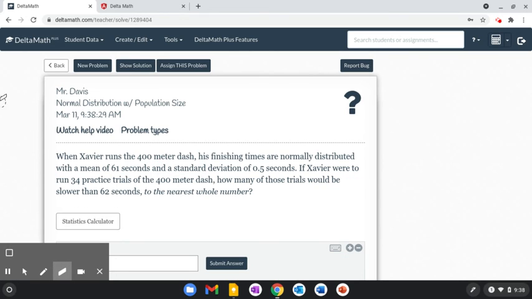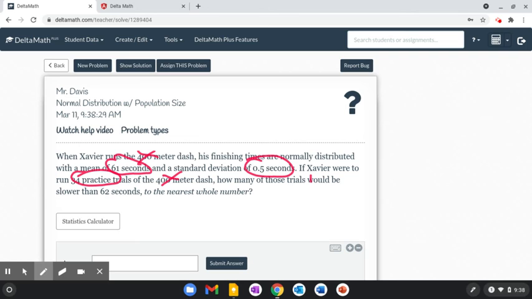Okay, so this one says Xavier runs the 400-meter dash. Now, the 400-meter dash is just a type of race. It's not important in this problem, so don't use that 400 for anything. His finishing times are normally distributed with a mean of 61 seconds, standard deviation of 0.5 seconds. If Xavier were to run 34 practice trials, so that's what we're going to multiply by, of the 400-meter dash, again, don't need the 400, how many would be slower than 62 seconds? So slower than 62.